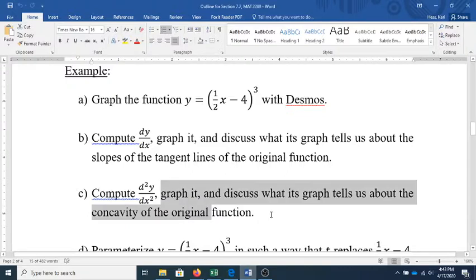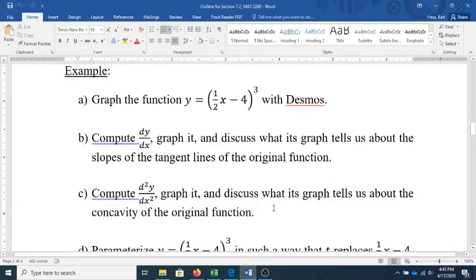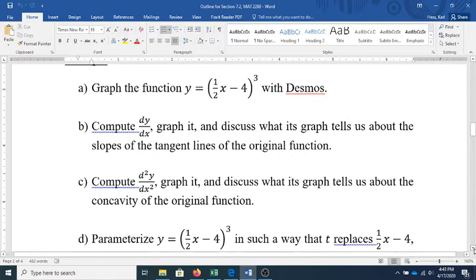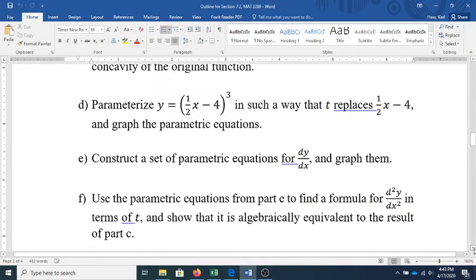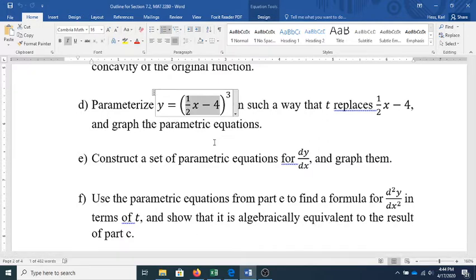Now, let's see what else is on our outline. We did part A, we did part B, we did part C. Now, what is part D? We're going to talk about parameterization. We're going to parameterize the standard curve that we started with, and we're going to do it in such a way that t would replace everything that's inside the parentheses. Okay? That'll give me a nice simple equation for y. If t replaces the 1/2 x minus 4, then y will just be t cubed. Okay? So, let's write that down.